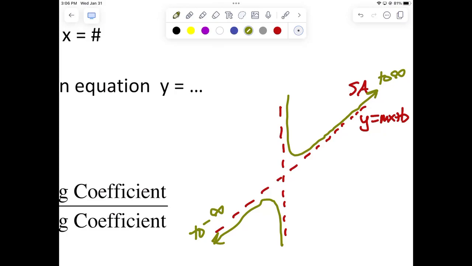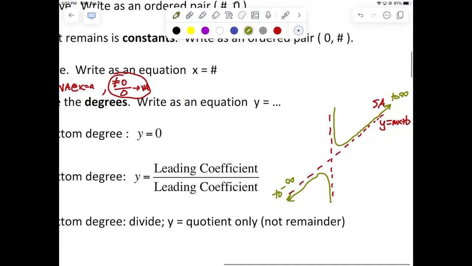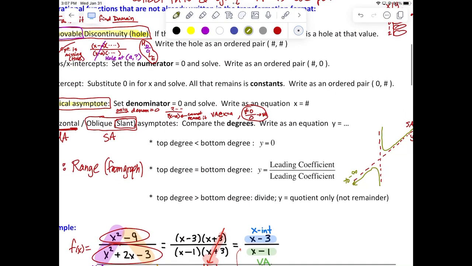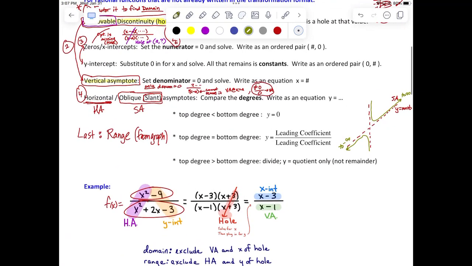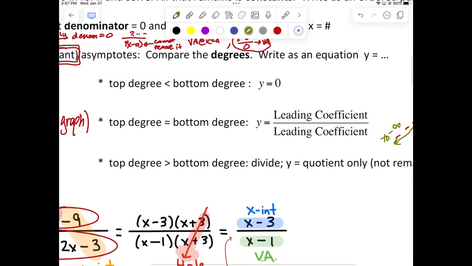Very good. Okay. Now, the good news is you're not going to be responsible for slant asymptotes in honors algebra 2. Just be aware that they exist. That's something that we explore in greater detail in pre-cal. You're responsible for horizontal asymptotes that can occur one of two ways. All right. So let's talk about slant asymptotes so we can dismiss them.